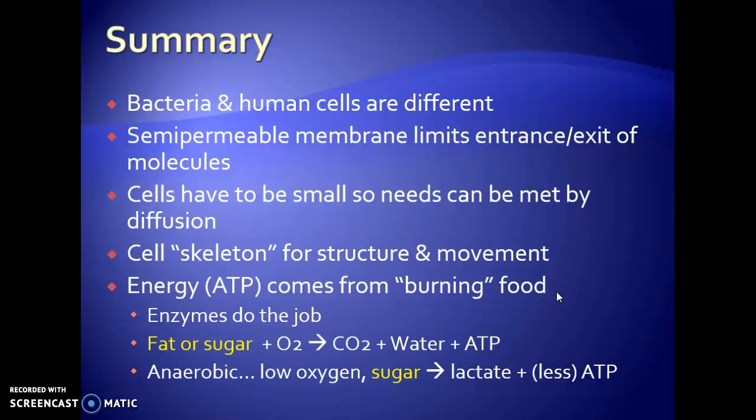And then energy comes from burning food. You've got to remember that enzymes do the job for that. And you have fat or sugar plus oxygen gives you CO2, water, and ATP. With anaerobic exercise, you've got a minimal amount of oxygen. You have sugar still, and that creates lactate and less ATP. So having aerobic activity, more ATP is going to be produced versus anaerobic exercise.